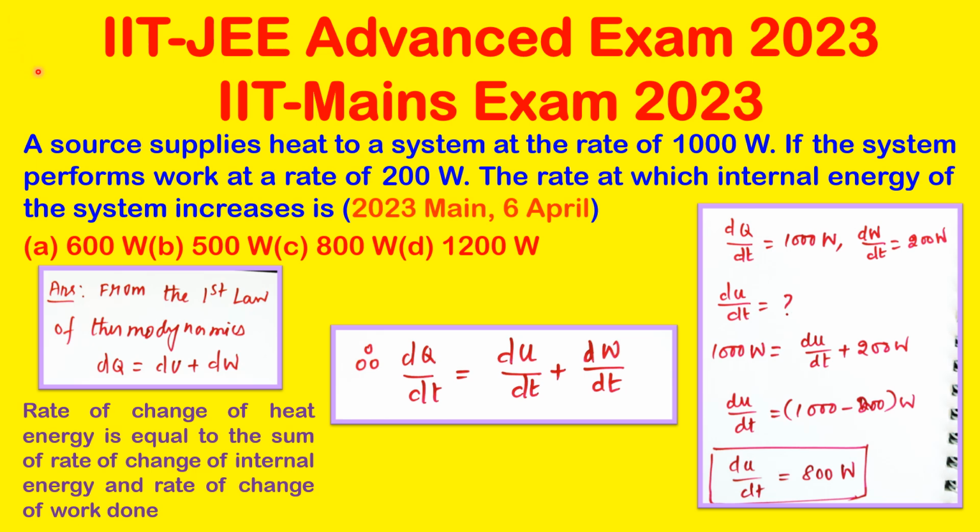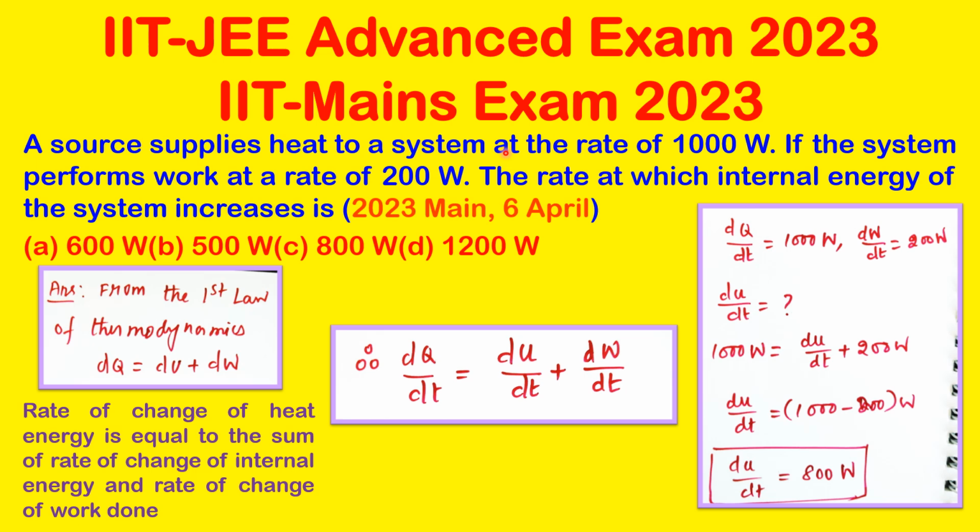This question was asked in the IIT-JEE Main exam 2023. A source supplies heat to a system at the rate of 1000 watt. If the system performs work at the rate of 200 watt, find the rate at which the internal energy of the system increases. So we have a heat supplying source, and from that source to the system, which does some work.